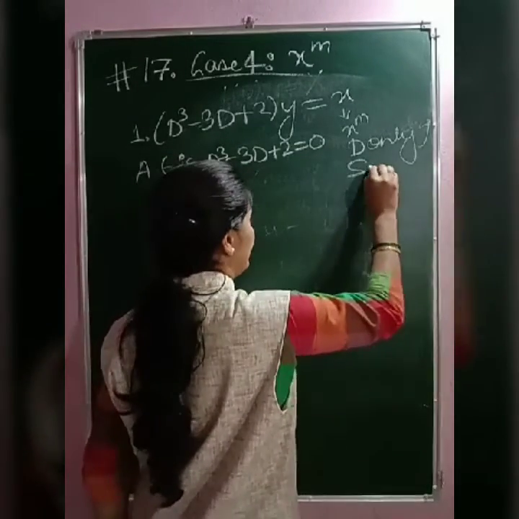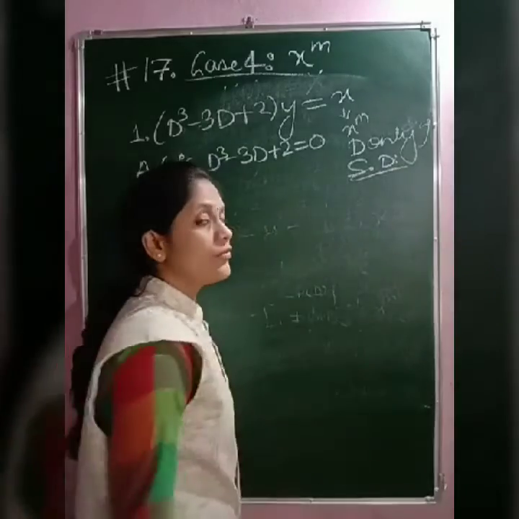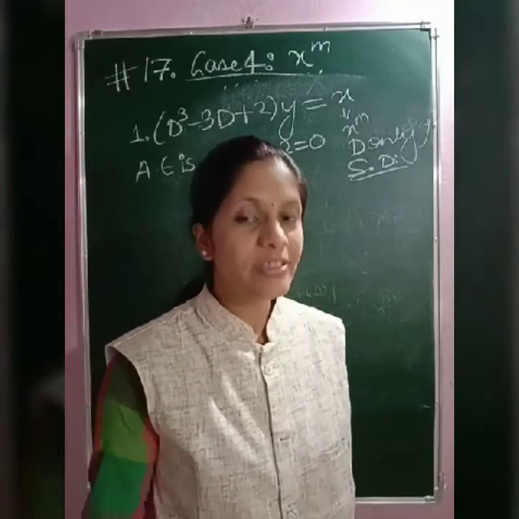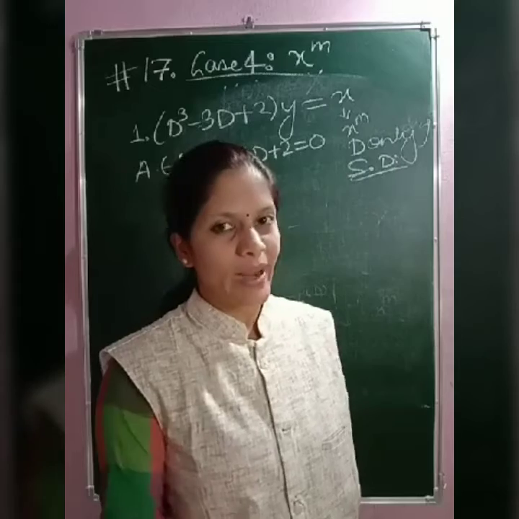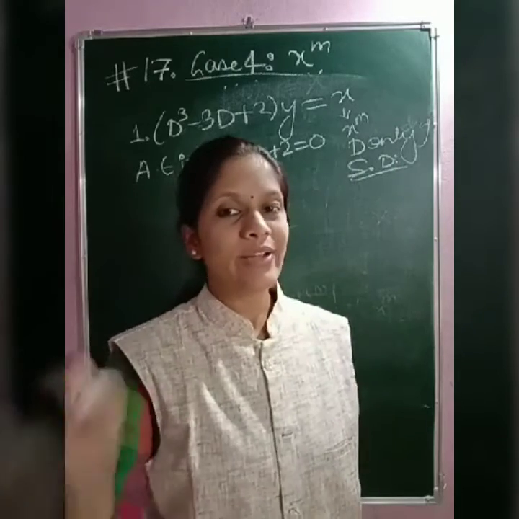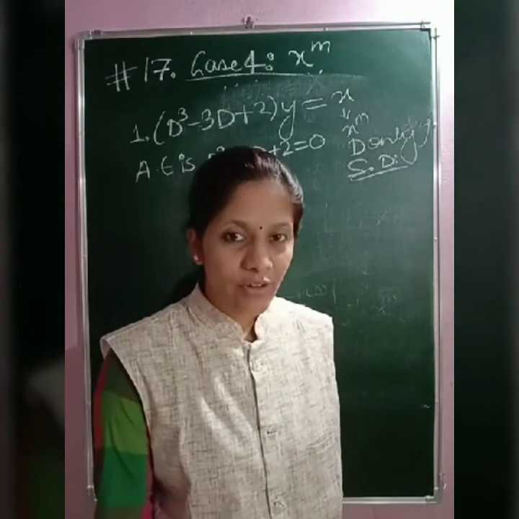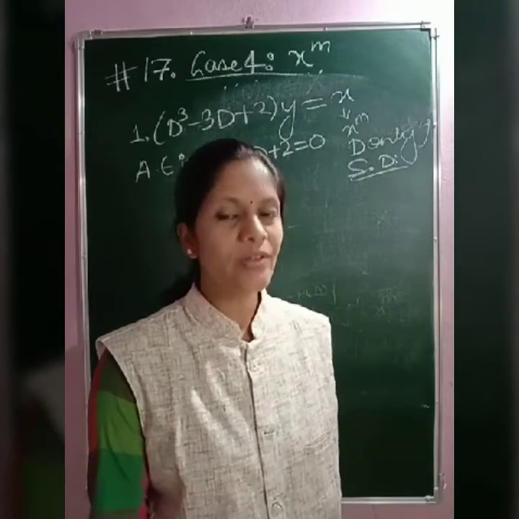So synthetic division, we already know what is meant by synthetic division. You have to do inspection. If I put D equal to 1 or minus 1, what I am going to get is 0. So usually for 1 or minus 1, it comes as 0.